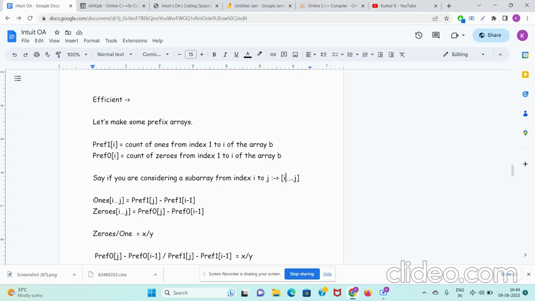Now say you are considering a subarray from index I to j. How will you know the number of ones in that particular subarray from I to j? And how will you know the number of zeros in that particular subarray from I to j? This is the most important part.